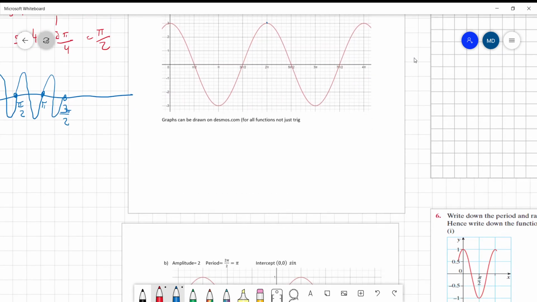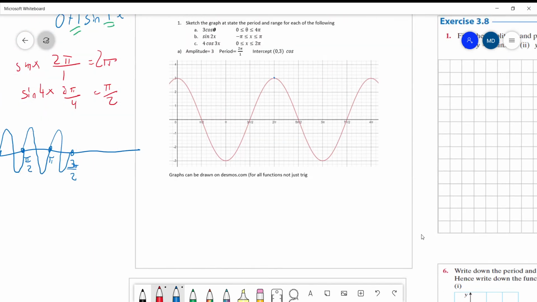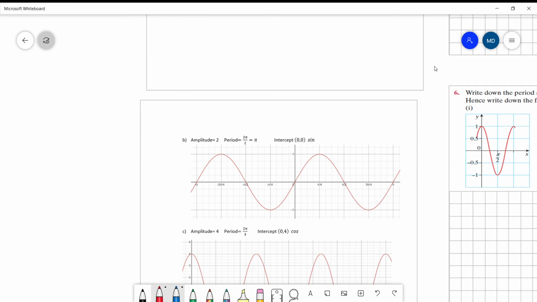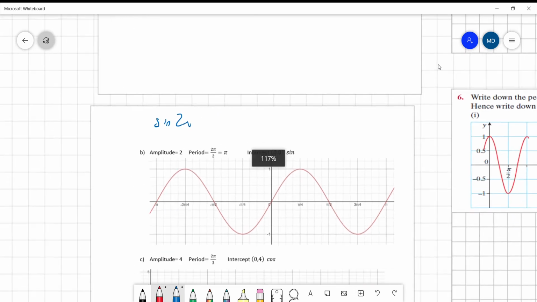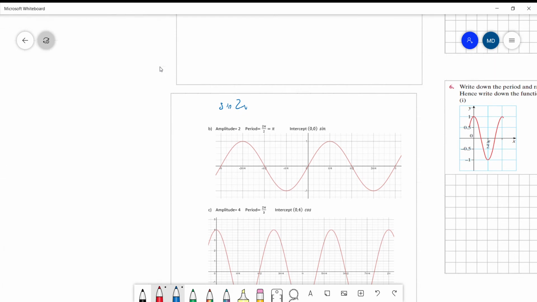So that was Desmos. Next question was sine of 2x. Should I say sine of 2x or 2 sine? No. Okay. Sine of 2x, in this case, amplitude is 1, because it's the same as 1 sine 2x, and our period will be pi. So it goes up and down, and it repeats every pi.